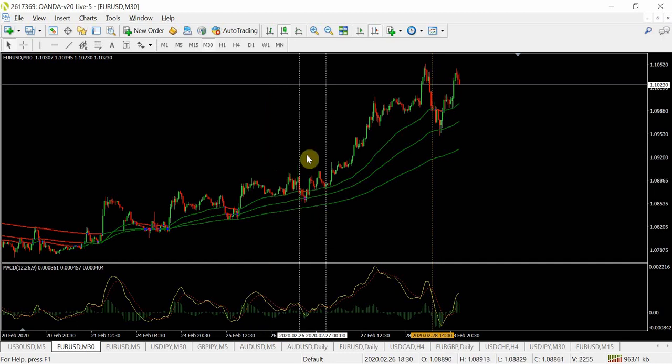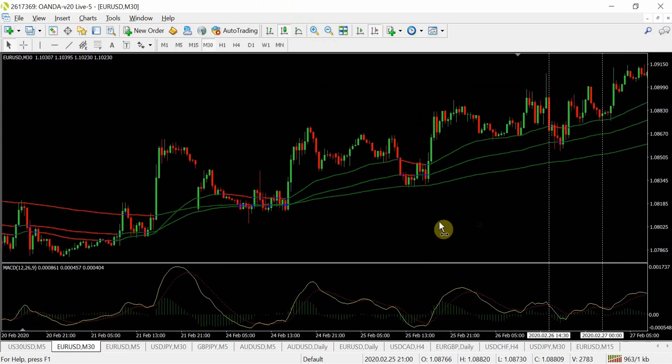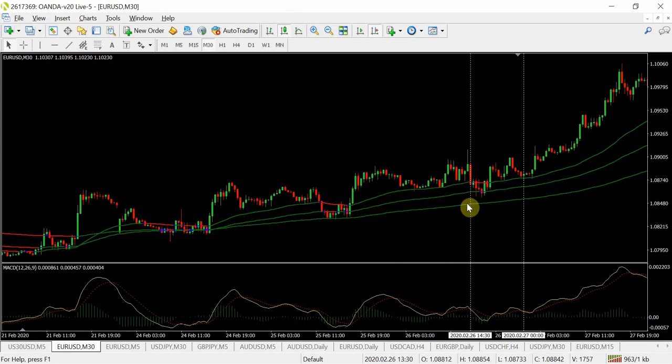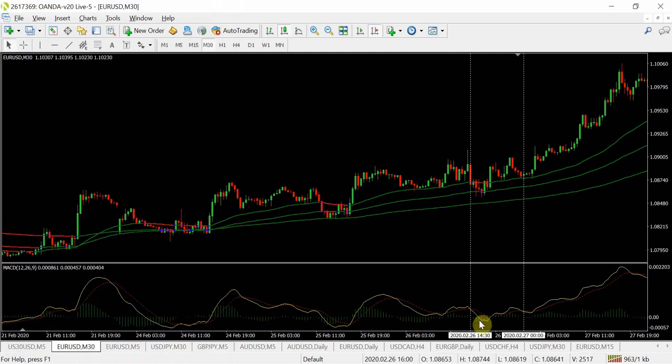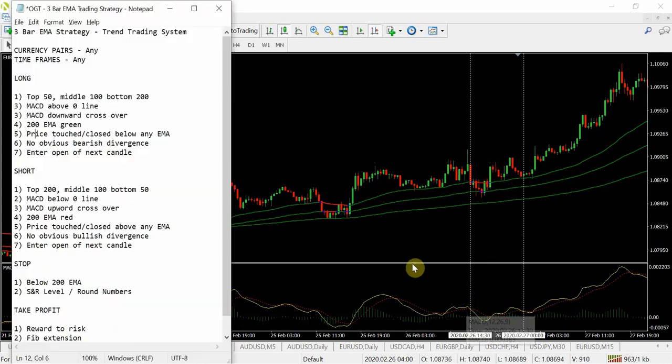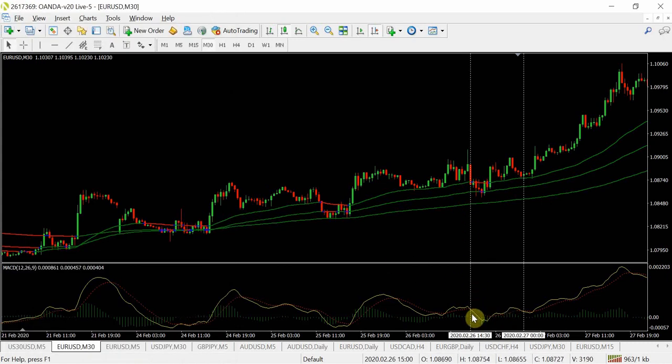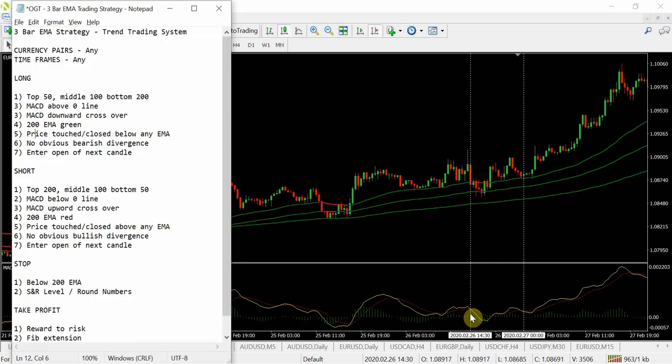So let's follow on. Now we get to a point where we do have a situation. If we go through this example here, all three EMAs are in order. That's the first step. The second step is the MACD is above the zero line. Yes, it is above the zero line. MACD downward cross: as you can see where I've drawn the line, the MACD has crossed over.